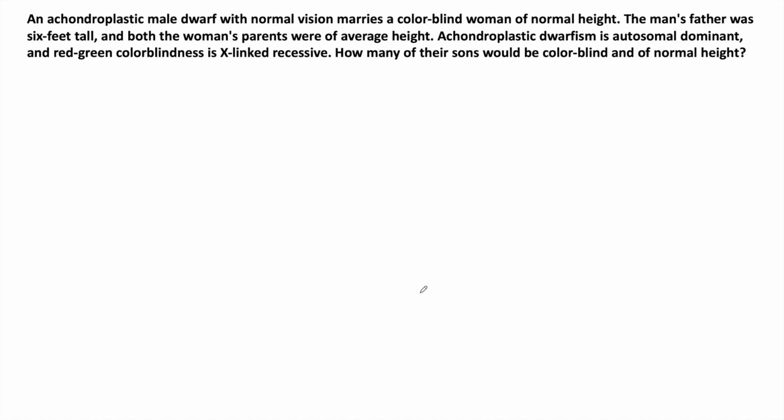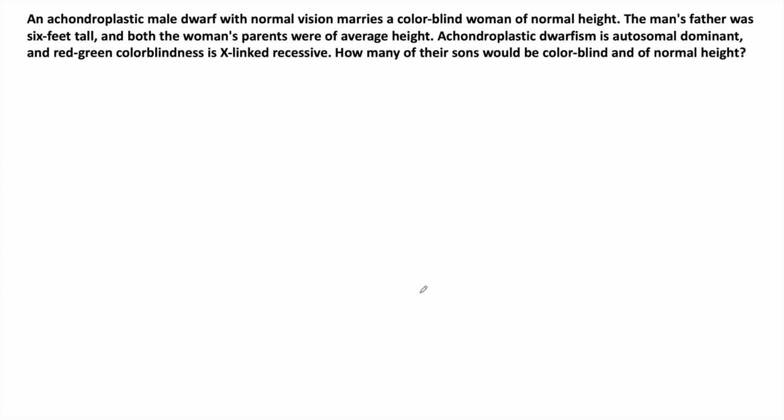Okay, so a male that has a form of dwarfism with normal color vision marries a colorblind woman of normal height. The man's father was 6 feet tall, and both the woman's parents were of average height. This form of dwarfism is autosomal dominant, and red-green colorblindness is X-linked recessive. How many of their sons would be colorblind and of normal height?